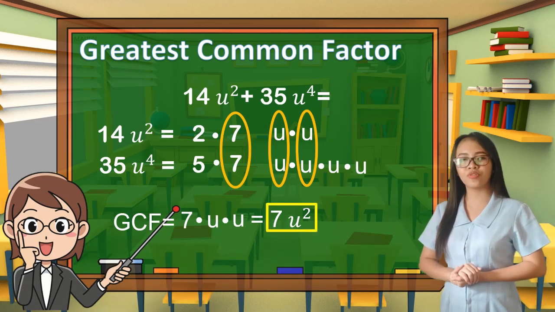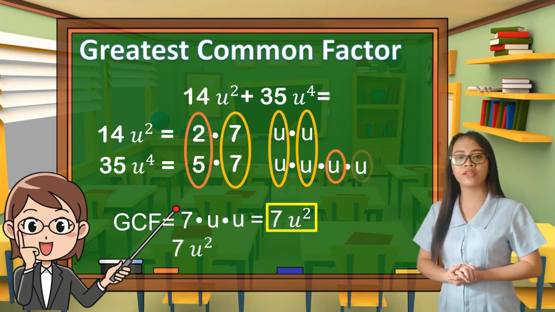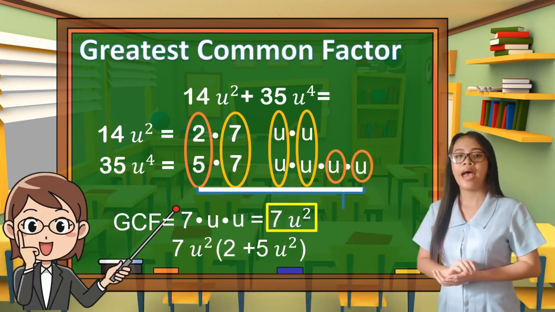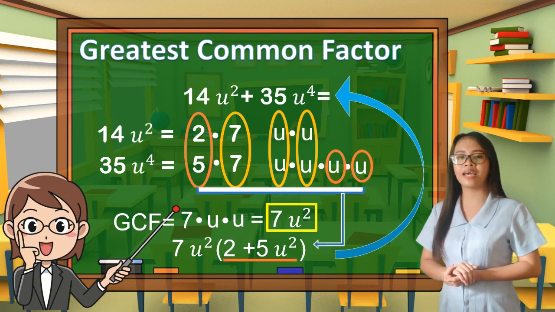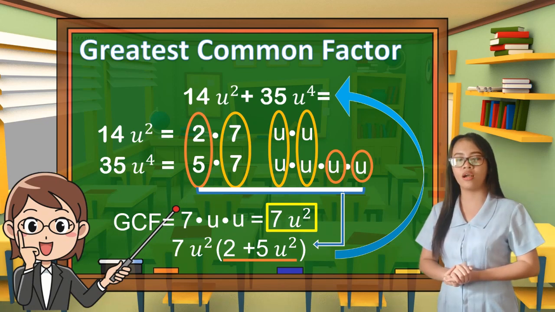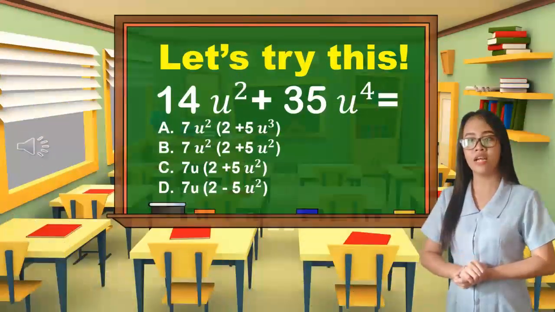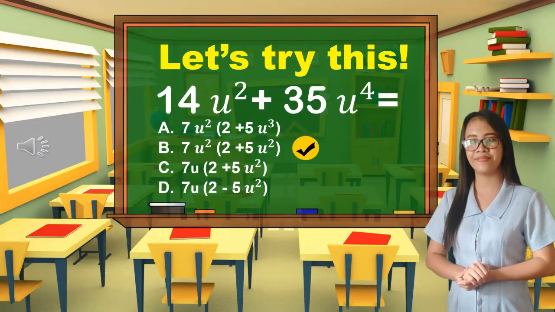And in our factored form, we have the GCF of 7u squared. Again, you can copy the remaining numbers or just divide to get what goes inside the parentheses. And last, multiply, and the answer would be 14u squared plus 35u raised to 4. And the correct answer is letter B.